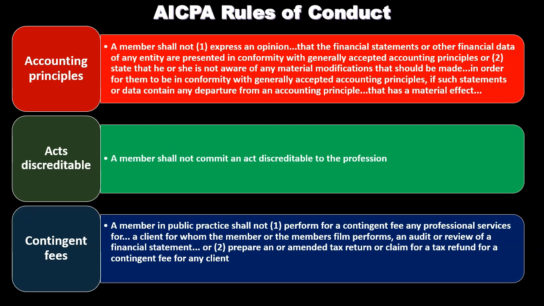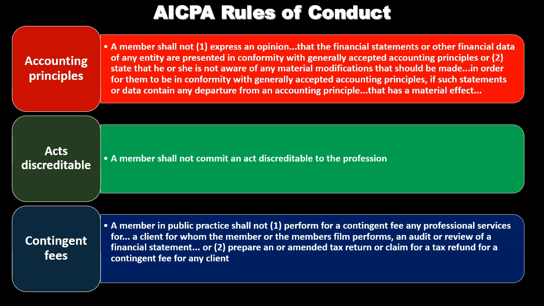A member in public practice shall not, 1, perform for a contingent fee any professional services for a client for whom the member or the member's firm performs an audit or review of the financial statements, or 2, prepare or amend a tax return or claim for tax refund for a contingent fee for any client. So notice that contingencies are going to be an issue. So you want to be careful of the concept of a contingent fee.